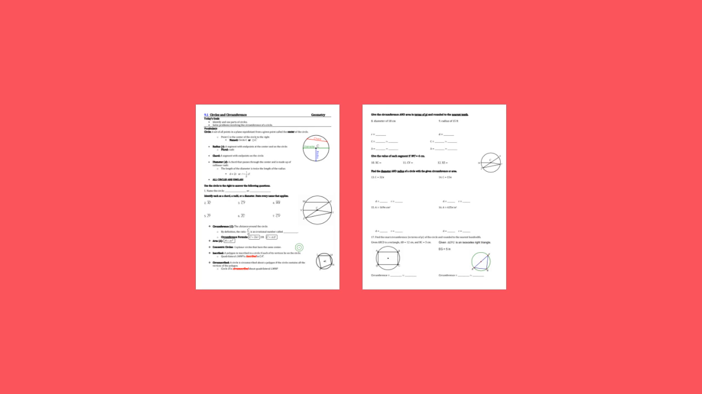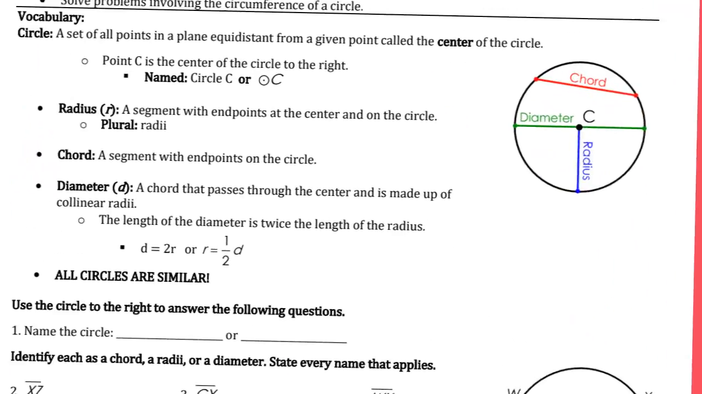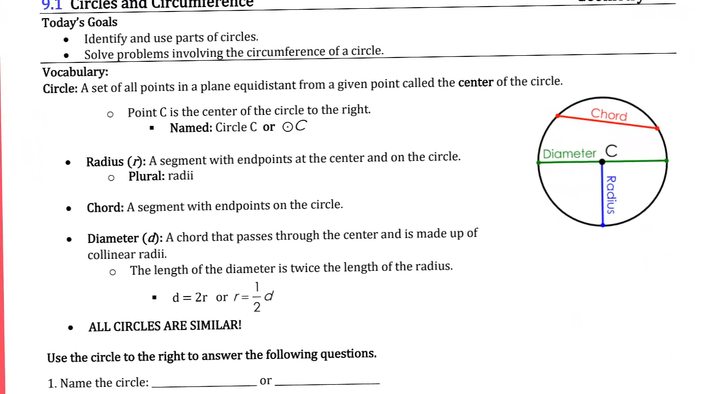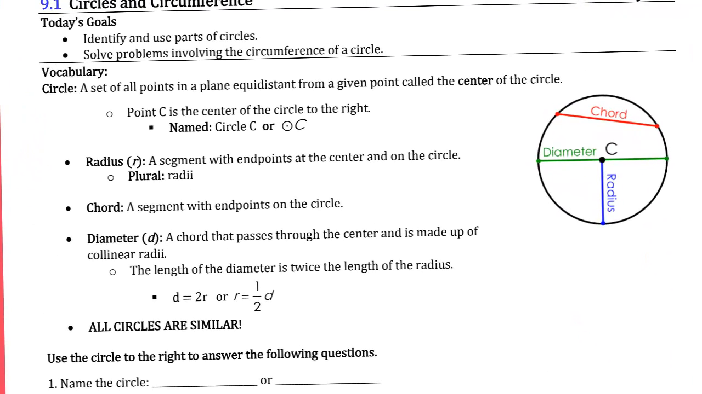Okay, today we're going to be talking about circles. And so the first thing is, what is a circle? A circle is a group of points that are equidistant from the center. And so they've got to be in the same plane. And so these points on the circle are all equidistant from the center.